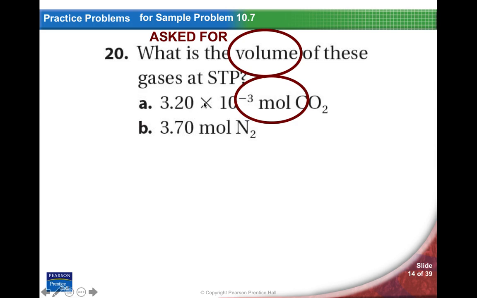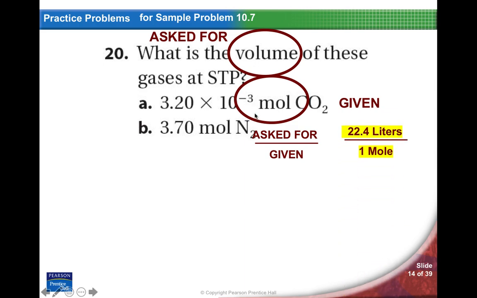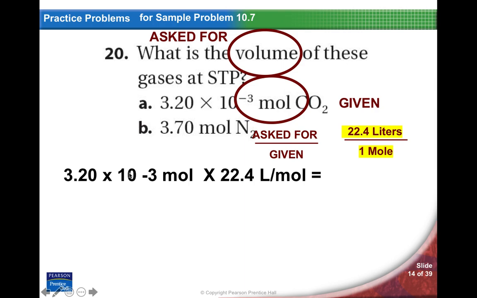So this is a really small amount of carbon dioxide, and you could put it into your calculator with scientific notation. That's your given. So you need a conversion factor that has the asked for unit volume over the given unit moles, and you know that's molar volume, 22.4 liters per mole. So if you take this number and multiply it by your conversion factor, remember per 1 mole, the one's here underneath the division line, and you'd end up with 0.0717 liters. Both of these numbers have 3 sig figs, so you should get to 3 sig figs in your answer.